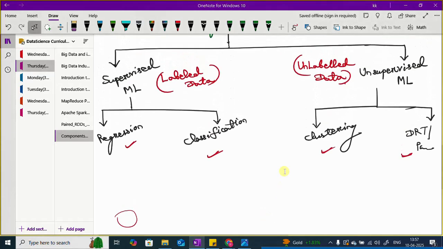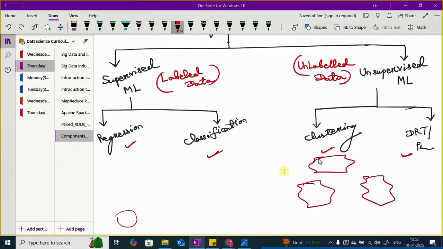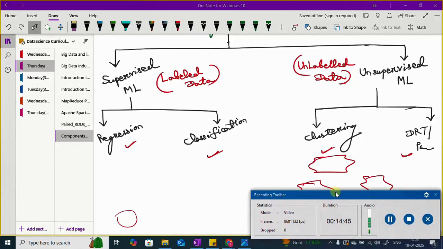Similarly, I will give an unlabeled data set to a clustering algorithm. It will not directly tell what animal it is, but it will tell that it belongs to a particular category, like clustering kind of things. Okay, fine. So let me go back to my PPT again.